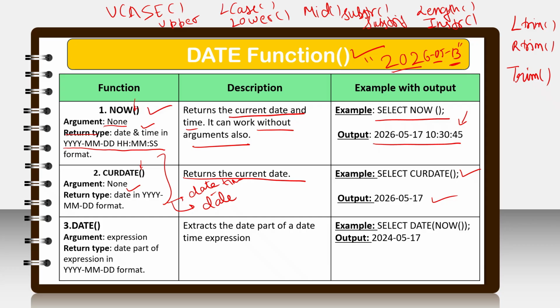Then DATE gives you the date part of the expression. It extracts the date part of the time expression. Select date now. NOW will give you date and time. If you apply DATE on this, it will give you the date. This is the date part up to here, and this is the time part. So if you apply it on this, it will give you only the first date part, not this part. So this is about NOW, CURDATE and the DATE function.